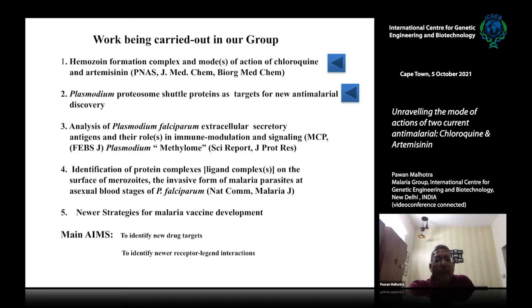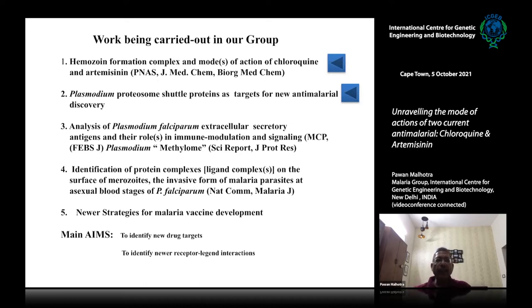We have recently illustrated that the proteasome system is again a target of artemisinin in the parasite. In addition, we have illustrated the secretome of the Plasmodium parasite, P. falciparum in particular, and we have identified nice immunomodulatory proteins, which are very useful for the parasite to survive in the system. In addition, we are working, as Frank said, on novel receptors, and we have been very successful in identifying two of these receptors, and the work has been published in Nature Communications.